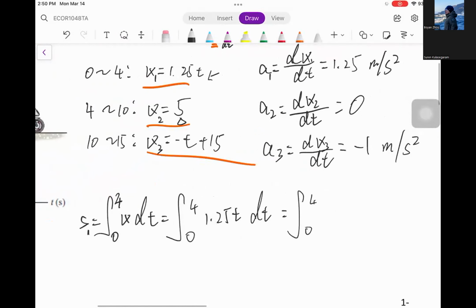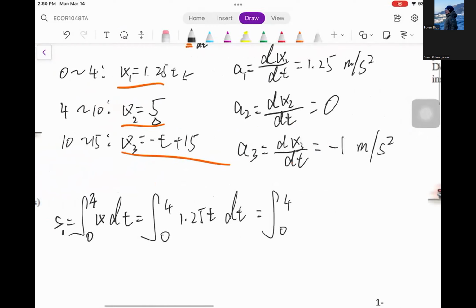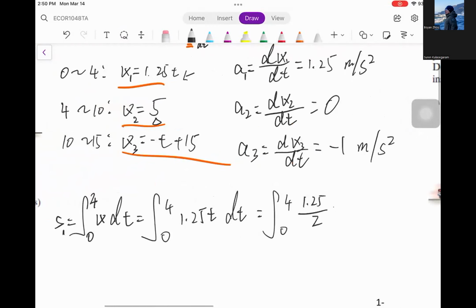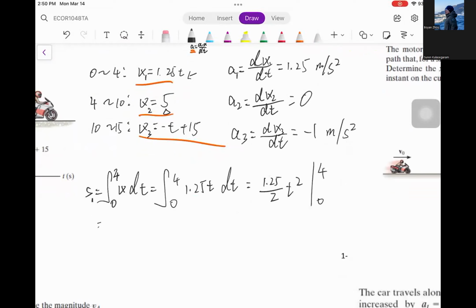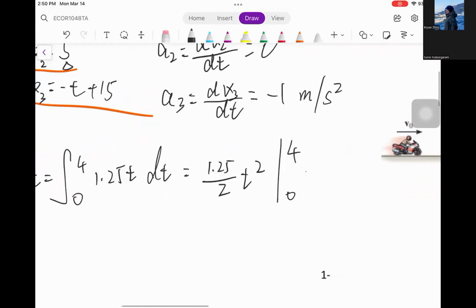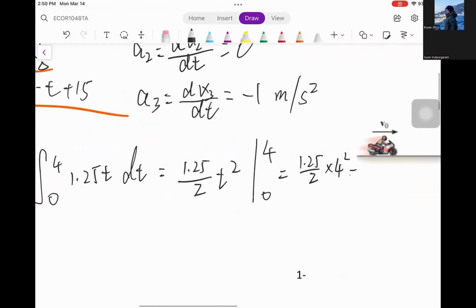So now everything becomes the math: 1.25 over 2 t squared, evaluating from 0 to 4 seconds. We can use a calculator to do the math over here. It's very simple, just put 4 in there. So it's 1.25 over 2 times 4 to the power of 2, and that is equal to 10 meters.